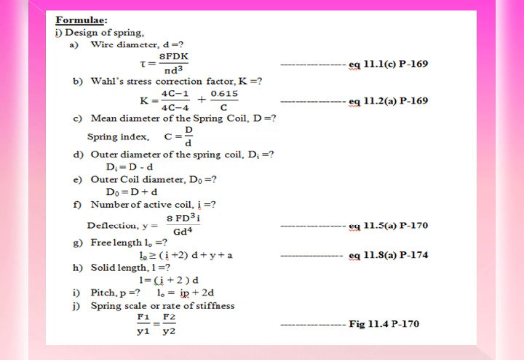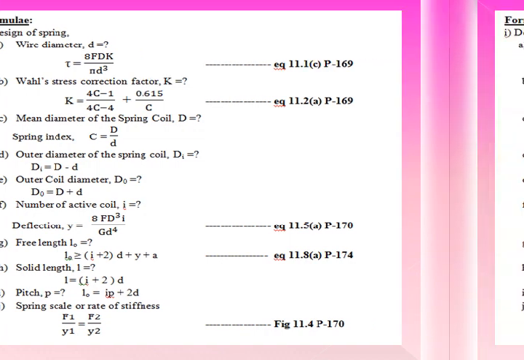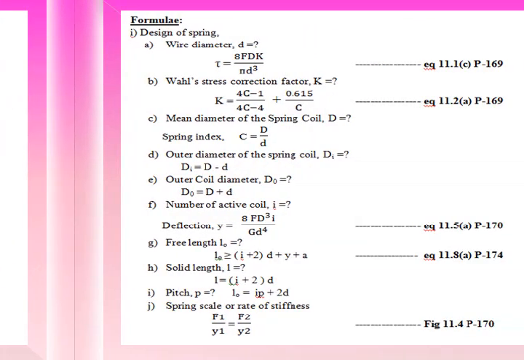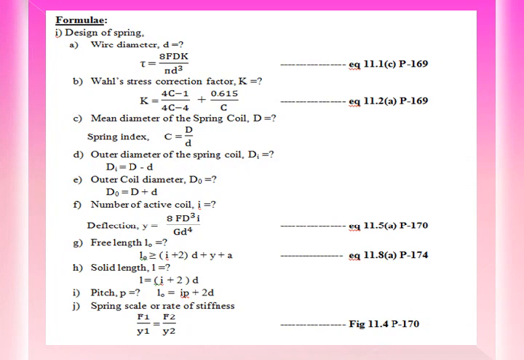Next, the inner diameter of the spring coil Di. Di is equal to capital D minus small d. And the outer coil diameter D naught is equal to the mean coil diameter D plus the wire diameter small d. And the number of active coils i can be obtained by using the deflection equation, that is equation number 11.5a, page number 170. That equation is y is equal to 8 into F D cube i divided by G d raised to 4.